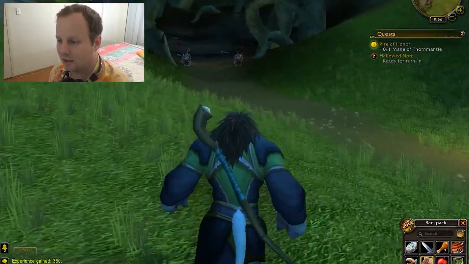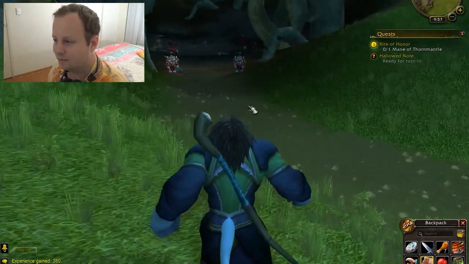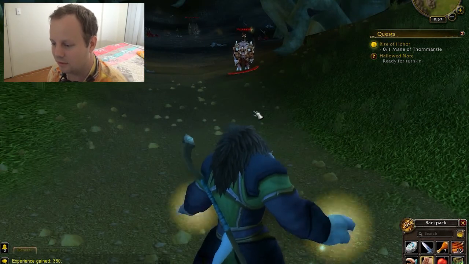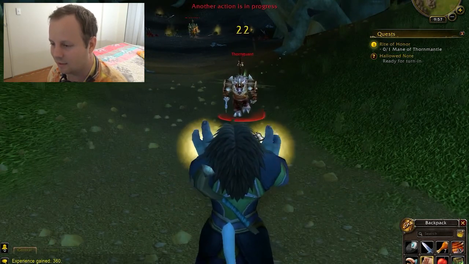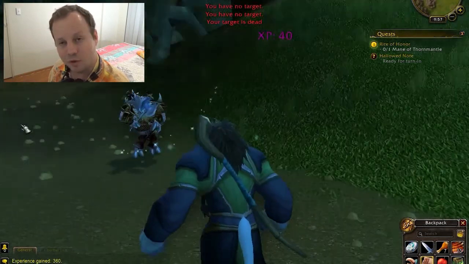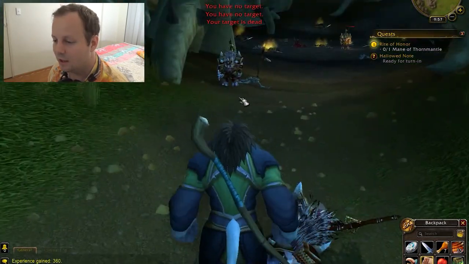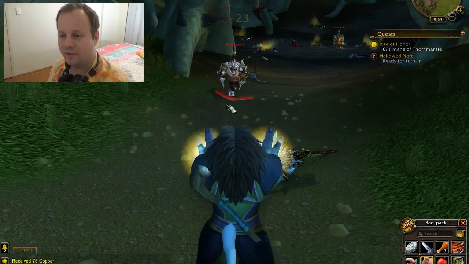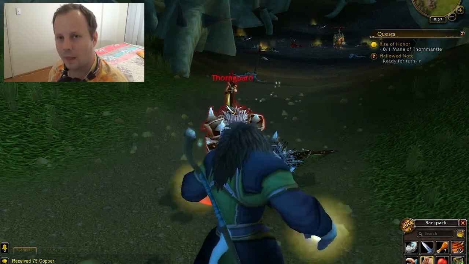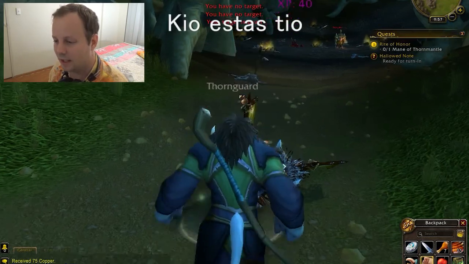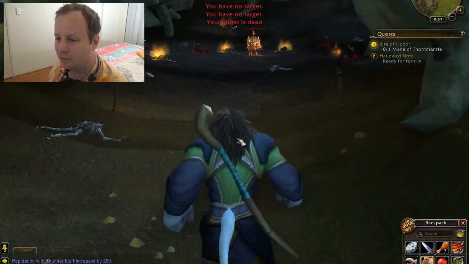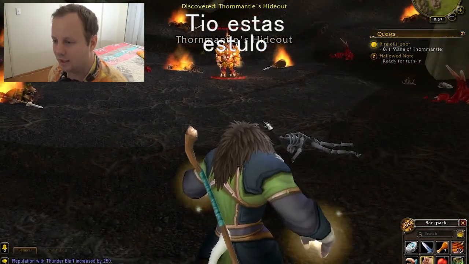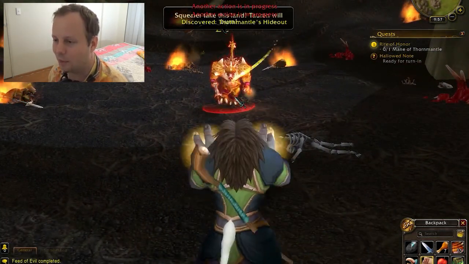So I'm actually going to start... Whoa, these guys look scary. Okay, I'm just going to randomly shoot these thorn guards. So take that. And take some of that. So we're just going to use mob for now, okay? So if we want to say what is that and say that is a mob. So how do you say what is that? Kio estas tio. And how would you say that is a mob? Tio estas estulo.